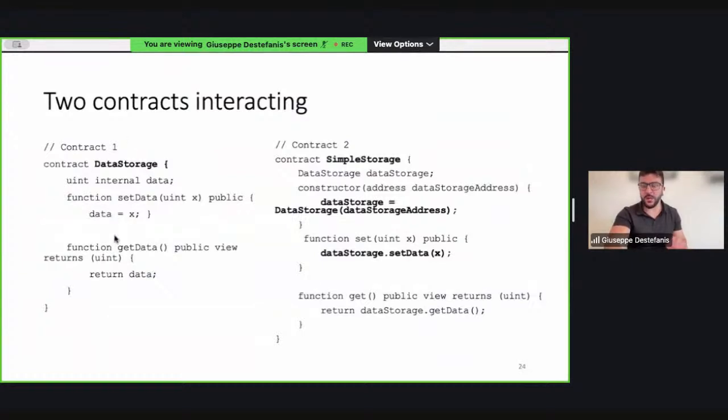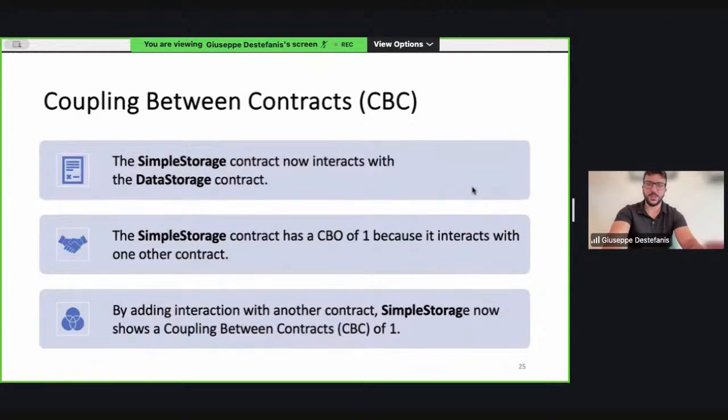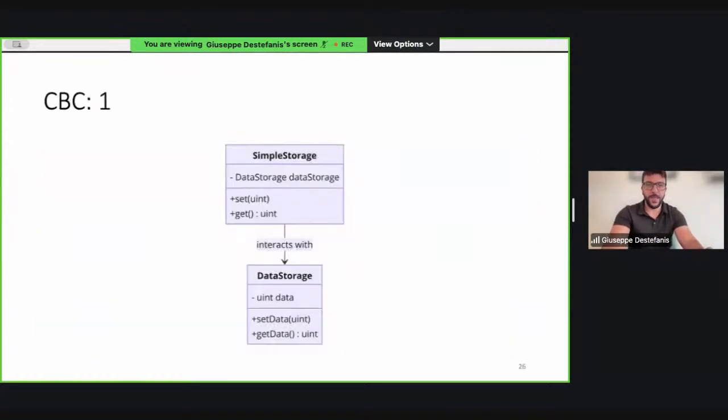If you look at the code here, data storage doesn't care about simple storage. Simple storage is interacting with data storage. Is this clear? So CBC here of contract 2 is 1, CBC here is 0, because there is no interaction from this contract. I hope this is clear. So in this example, the CBC of simple storage is 1. And we can see again in the diagram the interaction that we have, and that this one is interacting with data storage and not the other way around.